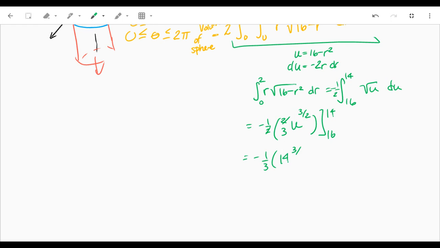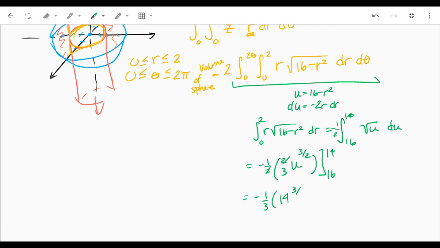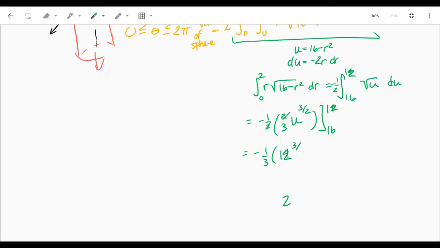Did I mess that up? That should be 12, right? Yes, that should be 12. 12 to the 3 halves, minus 16 to the 3 halves. And we can simplify those a little bit, and we should.